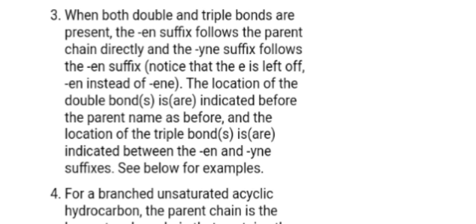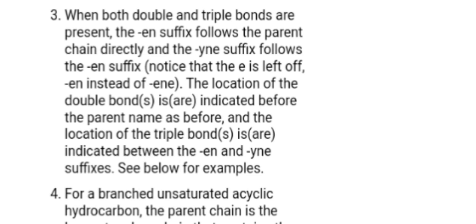Now, which rule are we on? We are on rule 3. When both double and triple bonds are present, the ene suffix follows the parent chain directly, and the yne suffix follows the ene suffix. Notice that the E is left off: it is now yne, instead of yne-e.